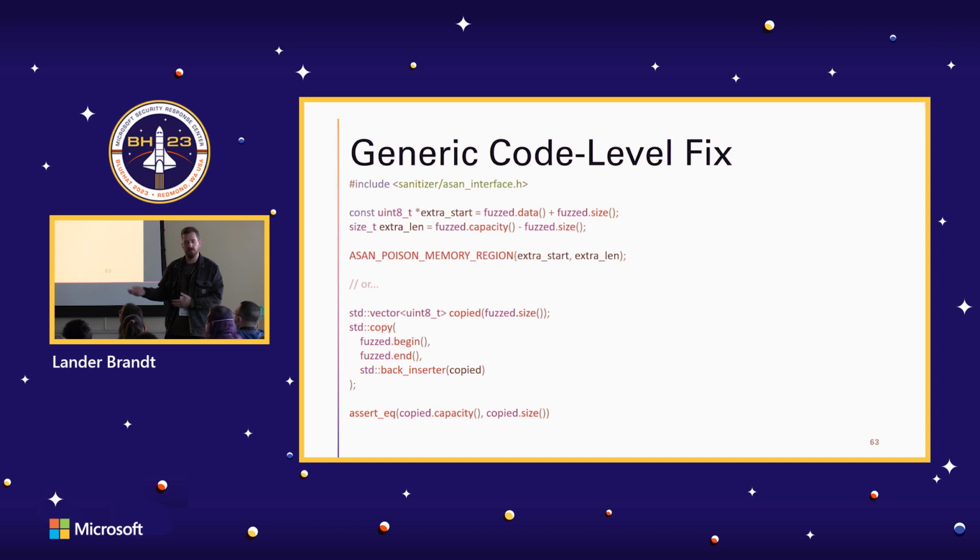Or if for some reason you don't want to do that, you could just pre-allocate the size you need and copy the data into that. Exactly what the sample code does down here. It allocates a vector with the size of the data that you had previously generated, and then just copies it along. And then does an assertion to make sure, hey, everything's good.